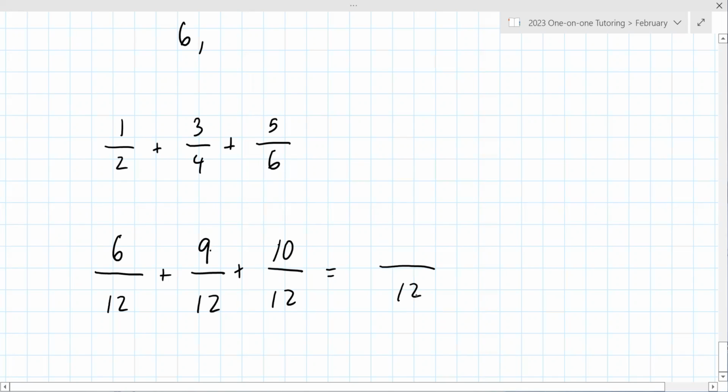Let's see. 24. Try again. 25. Perfect. Okay, this is a good place for us to stop for today.